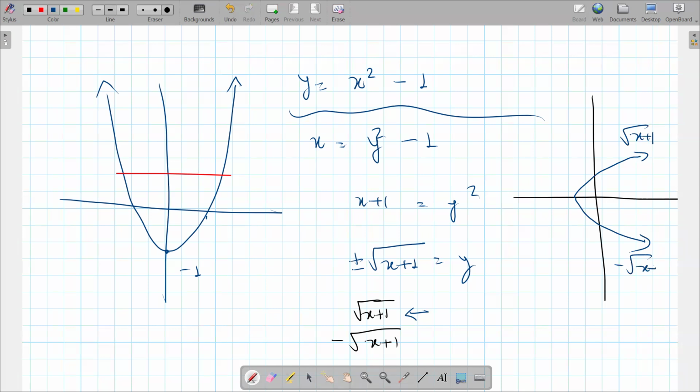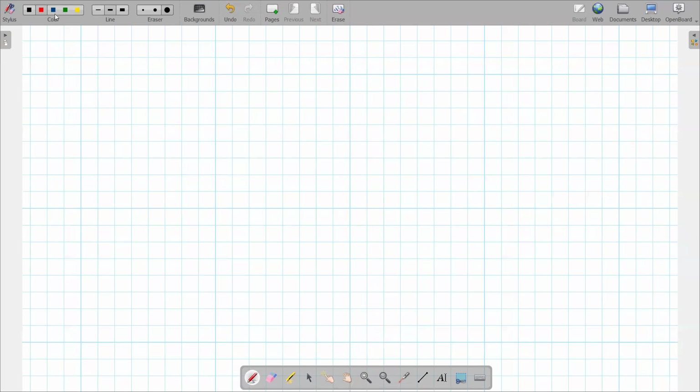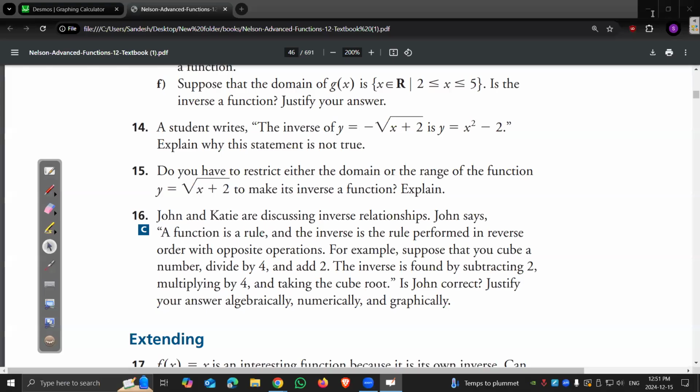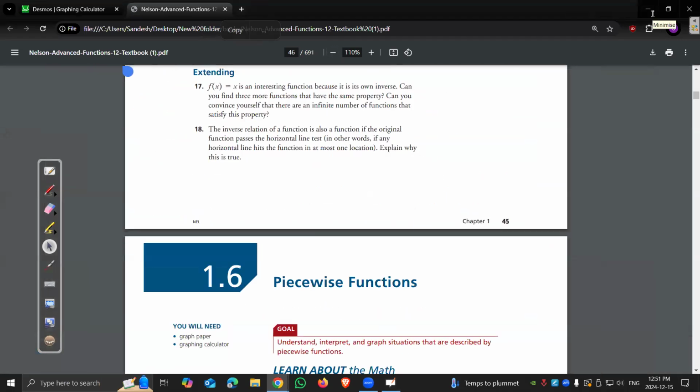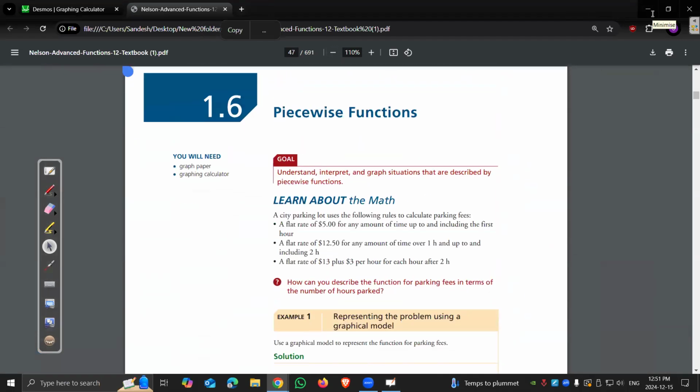So that's what it looks like. And as you can see, this function, y inverse, fails the vertical line test, therefore it's not a function. But we knew that, right? Because the original function failed the horizontal line test. Cool? That's the idea behind inverses. It's not terribly difficult.